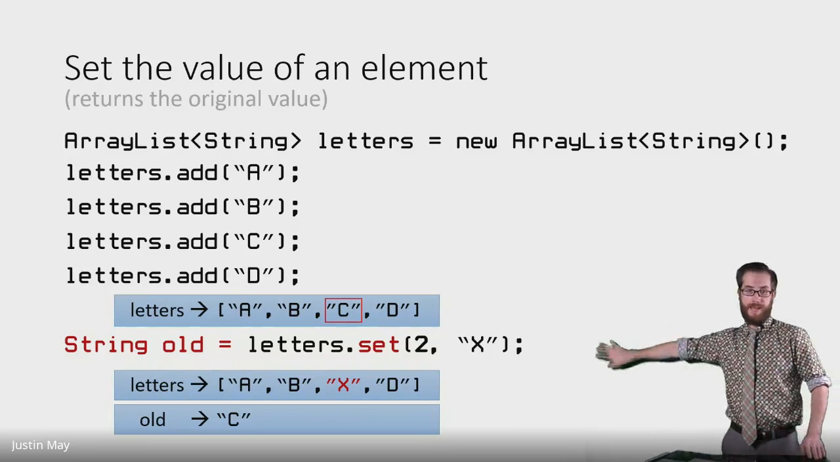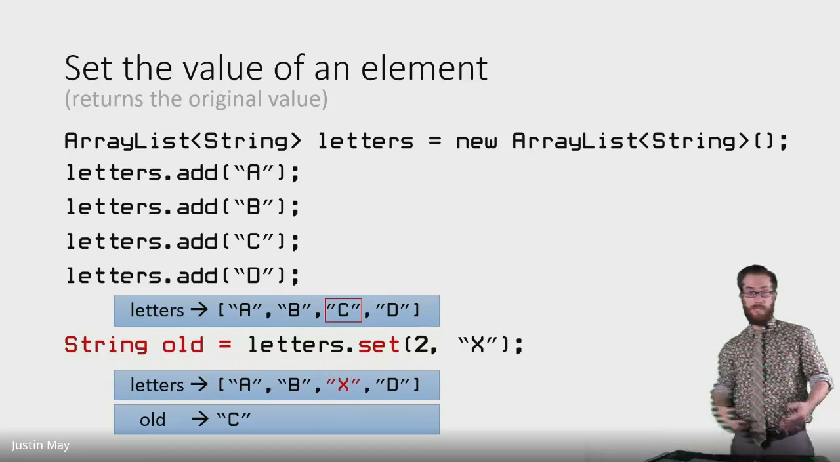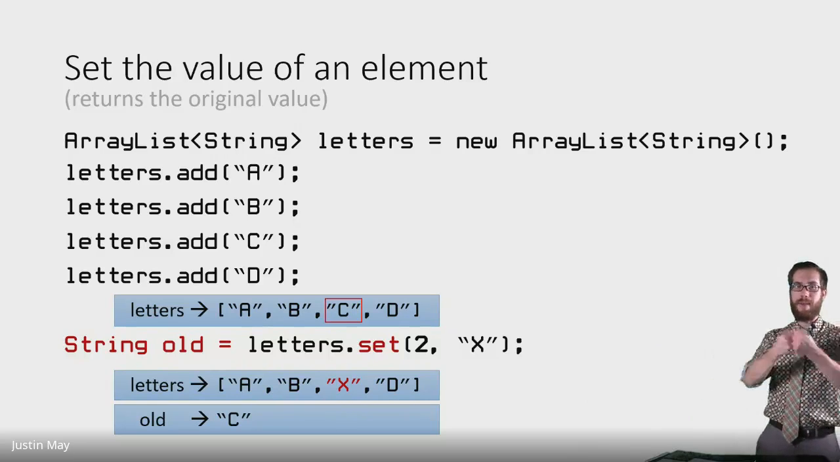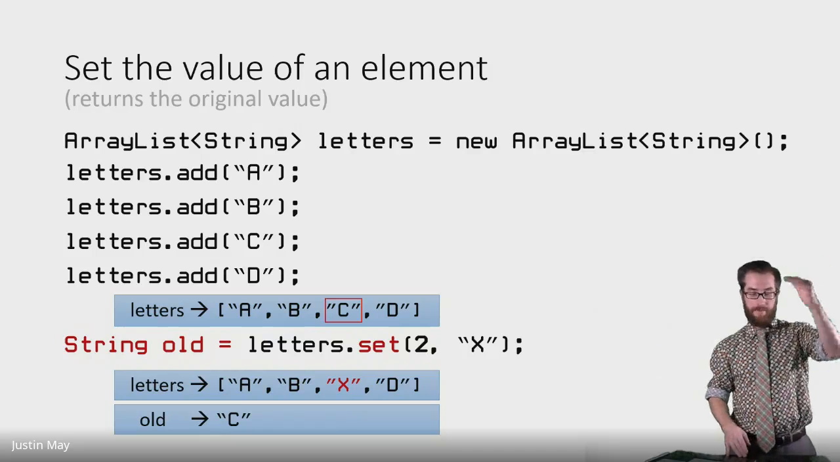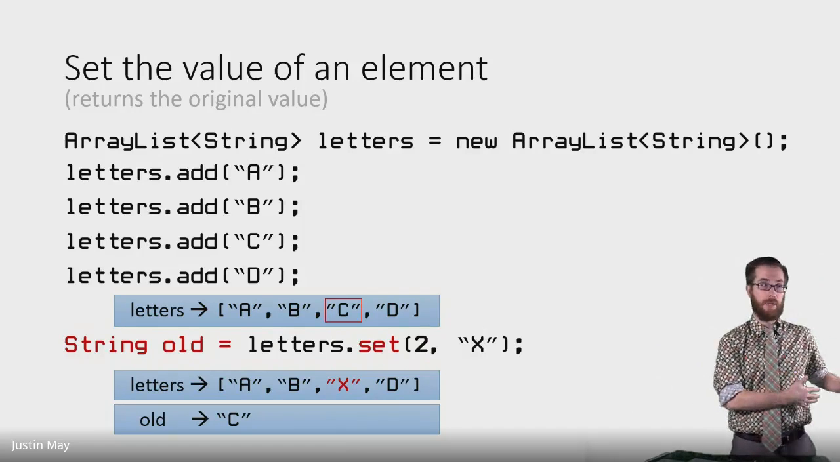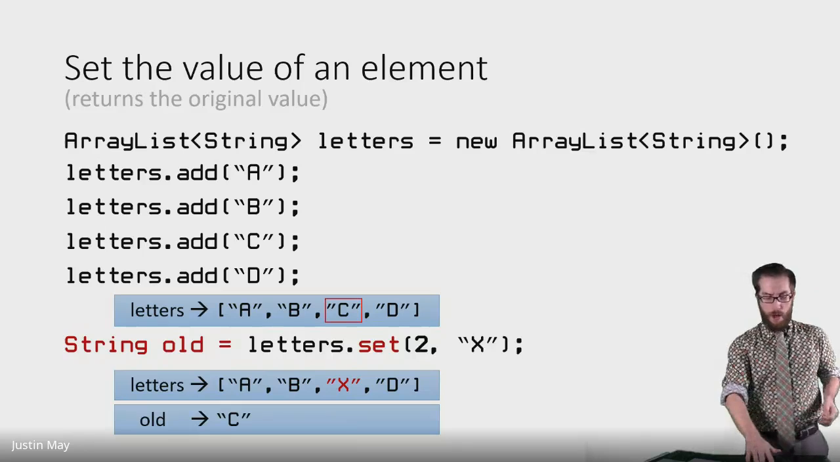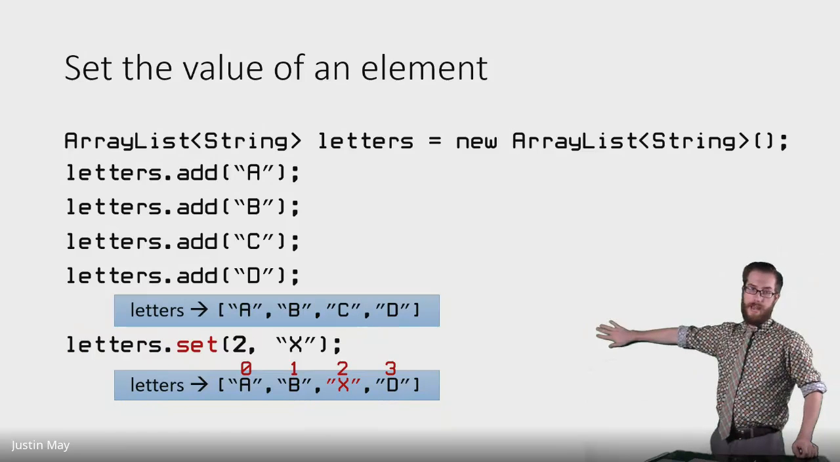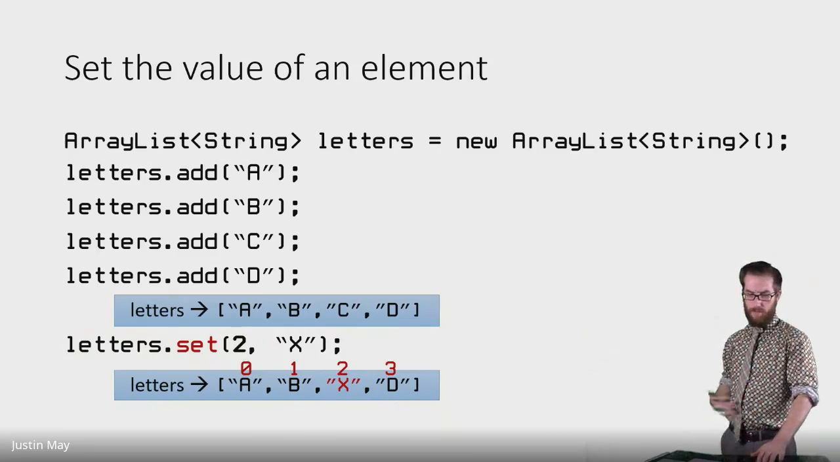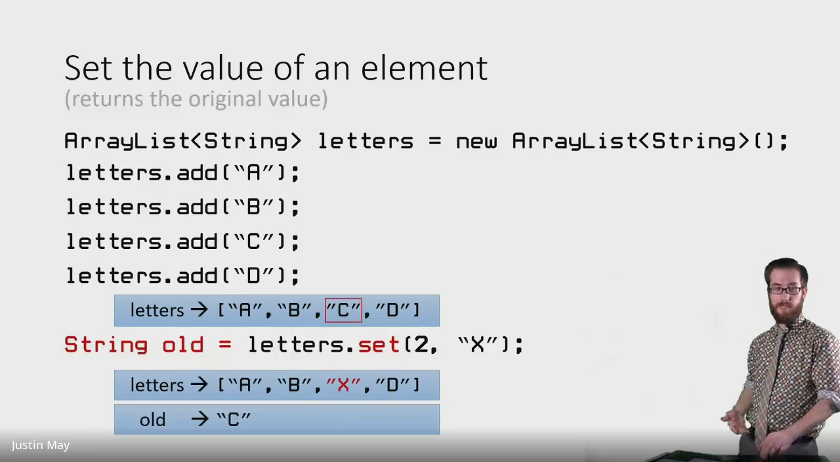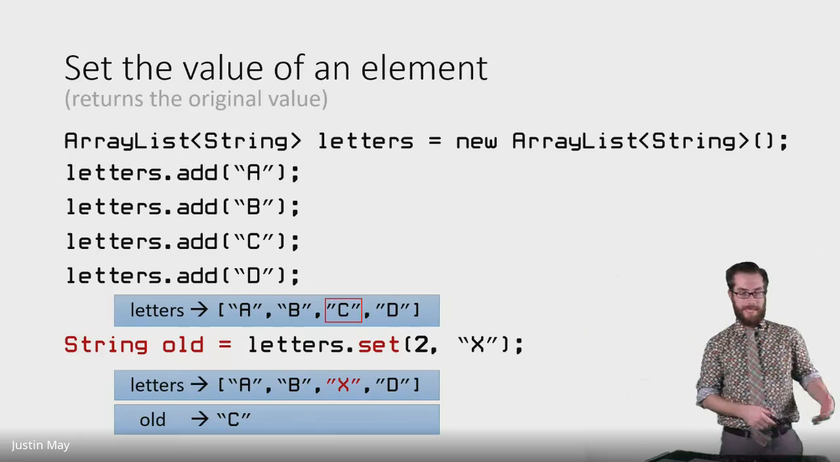So set changes the value, the state of the list. It changes the values in the list, but it gives you back the thing that got removed. So that's interesting to know when you're setting values. You can get back the thing that you're replacing, because you might care about that. You might want to use that for something in your code. But you can just call set and not store it in a variable. That's totally fine. But if you want that value that is being replaced, you can assign it to a variable to get that value.